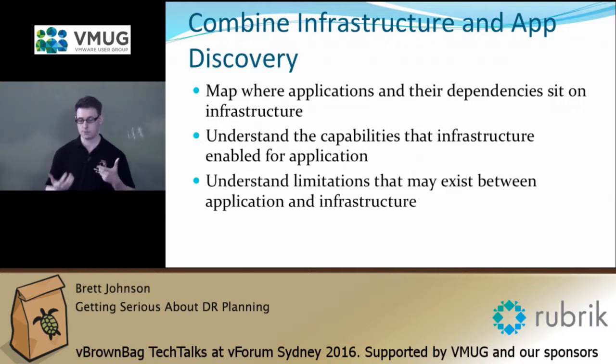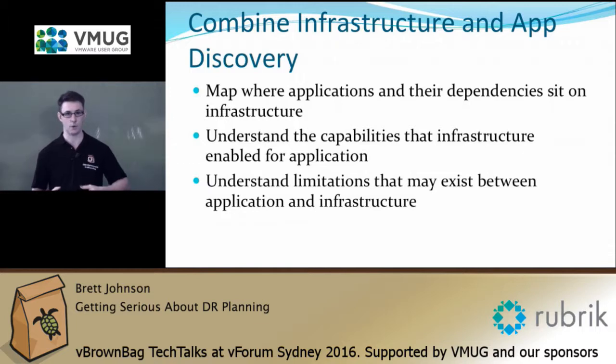So once we understand what the infrastructure does and we understand what the applications are and where the dependencies lie, we need to be able to map those. So we need to know where the database sits, so physically where it sits, or more importantly, where it's capable of sitting, in our world of policy-based storage, vMotion and DRS.